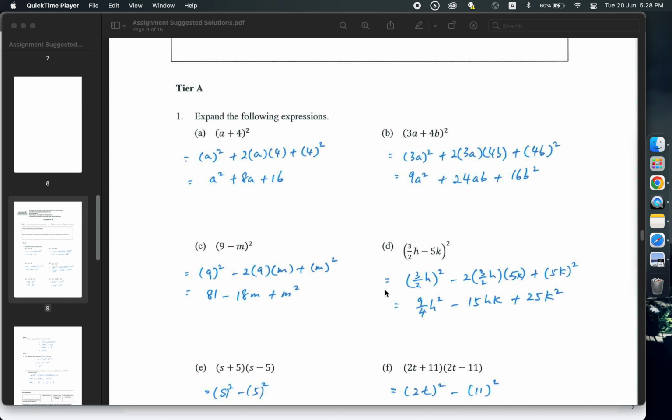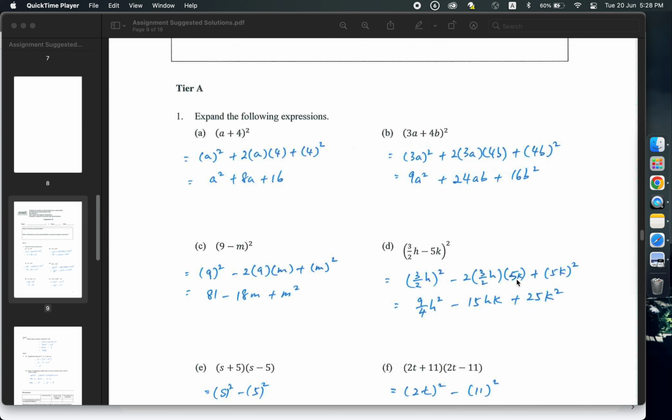Now, this example for part D is just here to illustrate that even if it's a fraction, it still obeys the same rule, because we say it's an identity. Being an algebraic identity means it works regardless of the value of the unknown. So you work this one out. 3 over 2 squared is 9 over 4.